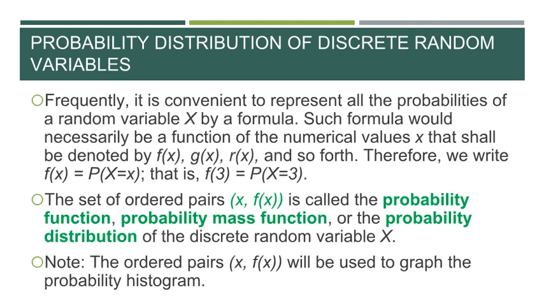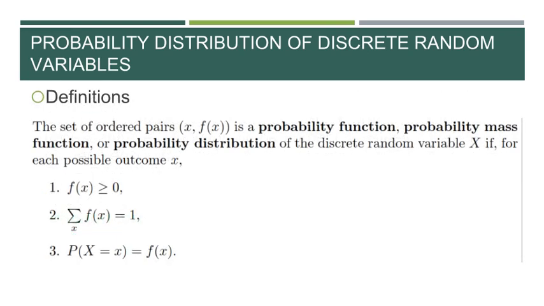We take note of the values of the ordered pairs lowercase x and f of x. These values will be used to create the probability histogram, where the lowercase x will be on the x-axis and f of x is on the y-axis. Let us take note of this definition. It states that the set of ordered pairs lowercase x and f of x is a probability distribution of the discrete random variable X if, for each possible outcome lowercase x, f of x is equal to or greater than 0, the summation of all the f of x's is equal to 1, and the probability of the random variable X at a value lowercase x is equal to f of x.